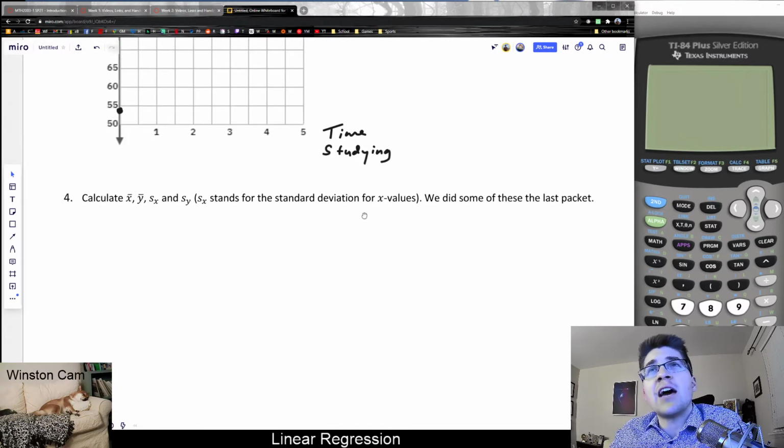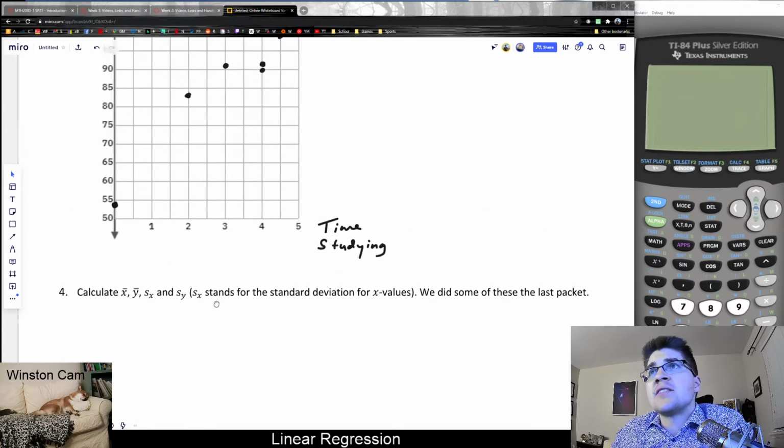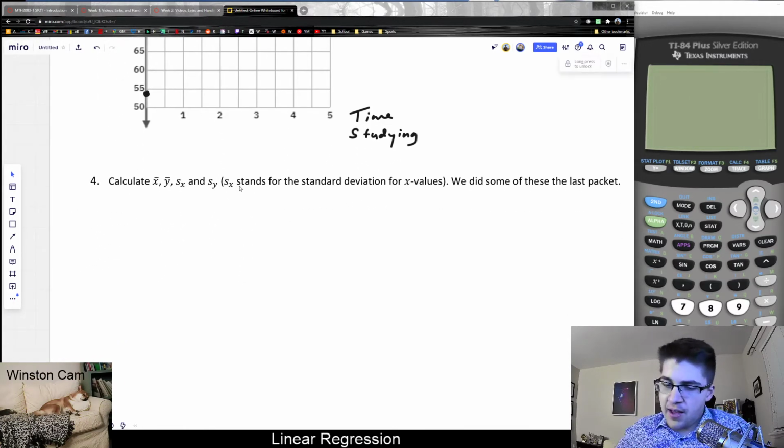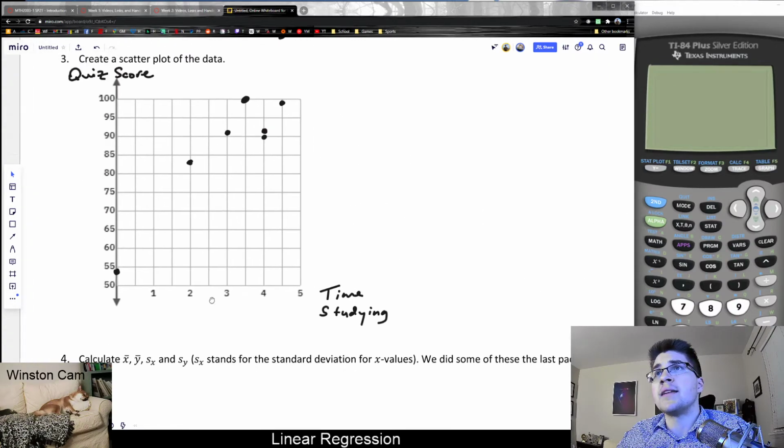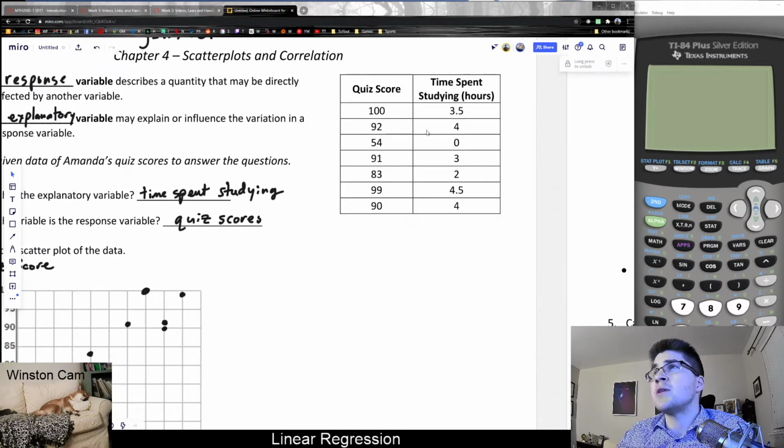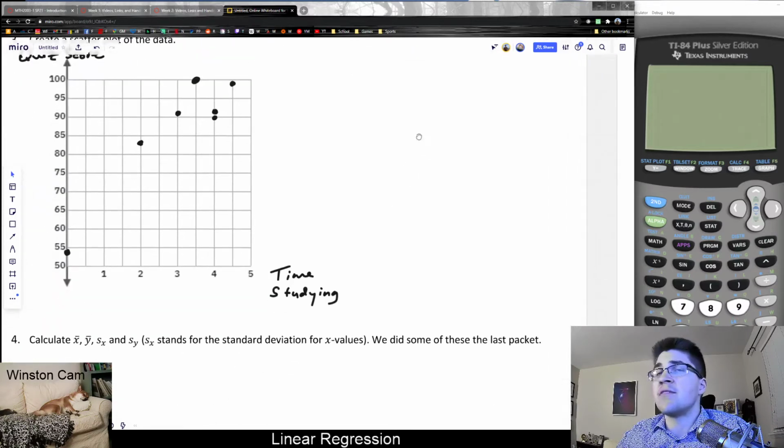So number 4 says to calculate X bar and Y bar, which remember stands for the mean for each one, and then S sub X and S sub Y, where the S stands for standard deviation, and with the subscript X and Y, that would just mean find the standard deviation for X and Y separately. So X is the time she spent studying. We have not actually dealt with those numbers yet. But basically, if we wanted to find X bar, that would be her average time spent studying for her quizzes. So we need to add them all up and divide by 7 because we have 7 data points.